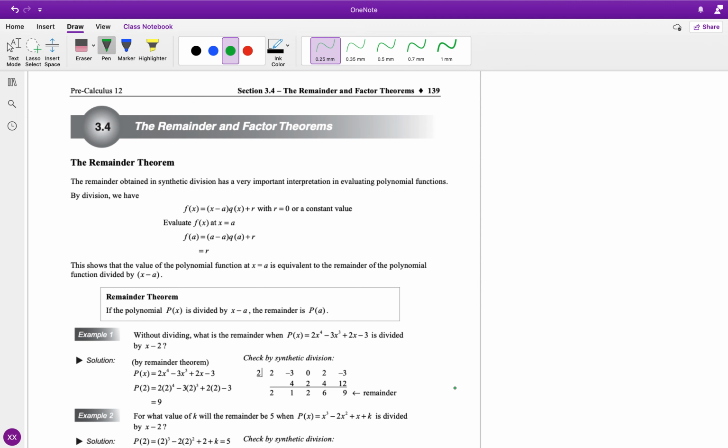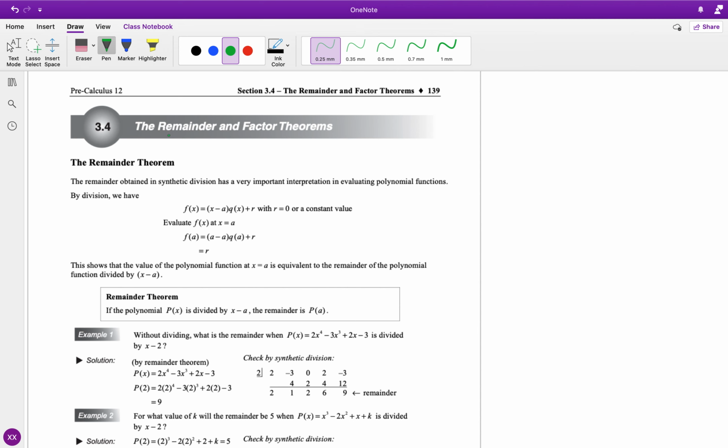Okay, now this is 3.4, the remainder and factor theorems. In fact, there's another, the most important theorem. It's in the very end. So I would divide 3.4 into two recordings. First one, we will talk about the remainder and the factor theorem. And then the second one, we'll talk about the rational root theorem.